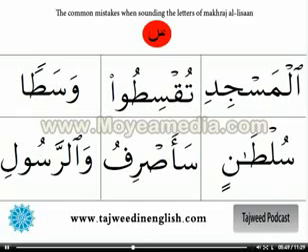The other example I would like to point out here is to watch that in this example there are two mufakham letters, for example, the qaf and the ta.